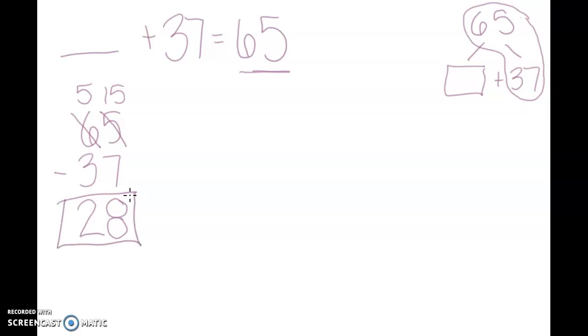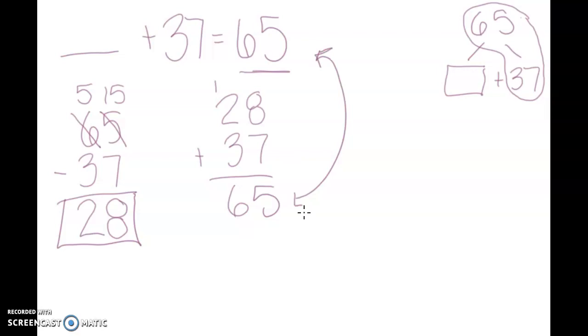Are we done yet? No, remember, we need to check it. So if I plug this part, or addend, in up here, it should equal 65. So let's try that. 28 plus 37 equals, we don't know. All right, 8 plus 7 is equal to 15. I have my 1, carry my 10. 1 plus 2 is 3. 3 plus 3 is 6. 65 and 65. Do they match? Yes, they do. So that means that our answer is 28.